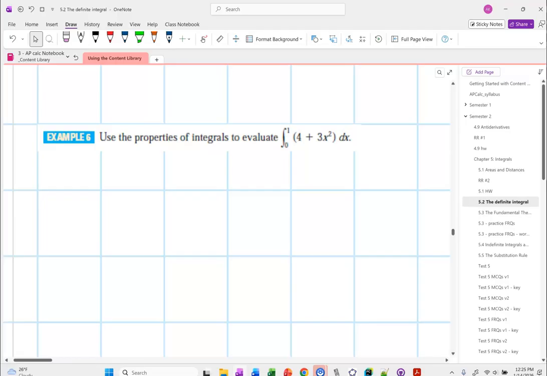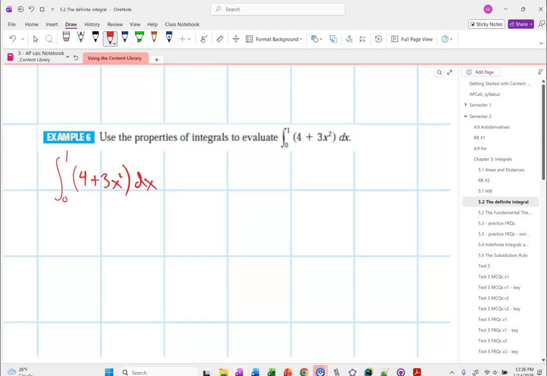So we're going to use these properties to evaluate this integral. Okay. What property should I use first? Yeah, the distributive one, right? That allows me to rewrite this as the integral from 0 to 1 of 4, and then I need my dx, and then plus my integral from 0 to 1 of 3x squared, and that gets a dx. The dx comes with the integral symbol when you distribute.